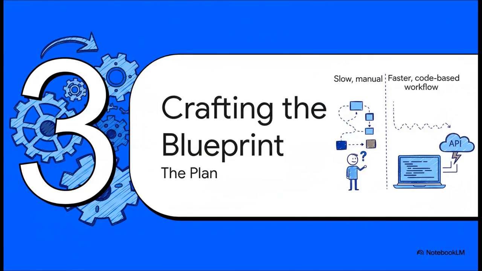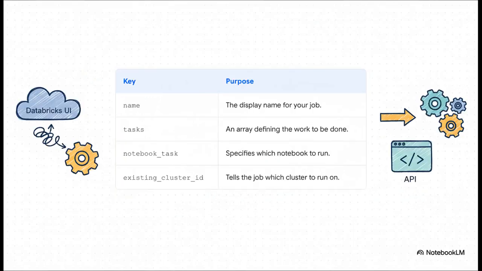Okay, credentials secured. Now for the really fun part, the core of our mission, drafting the plan. We need to tell Databricks exactly what this job should look like, and we do that by creating a detailed job blueprint. Now, our blueprint is written in a format called JSON. Don't let the code-like appearance fool you. It's actually pretty simple. It's just a set of keys and values. For instance, the name key is just for the job's display name. The tasks key is the most important part. It defines the actual work. And inside that, notebook_task points to the notebook you want to run, and existing_cluster_id tells Databricks which cluster to use. See? Not so scary?